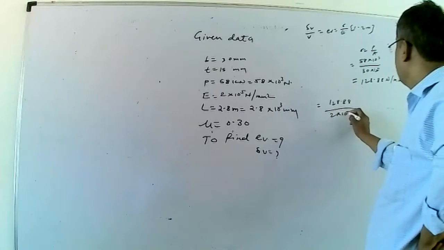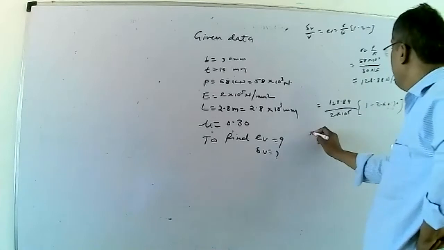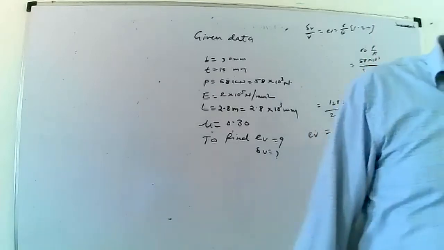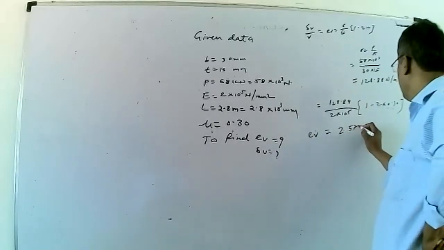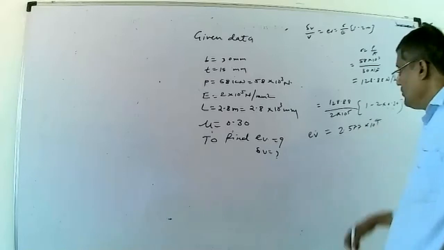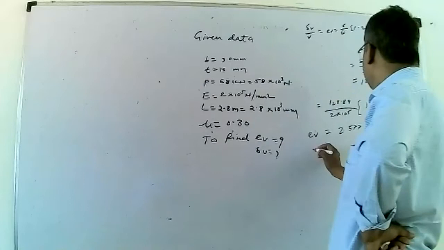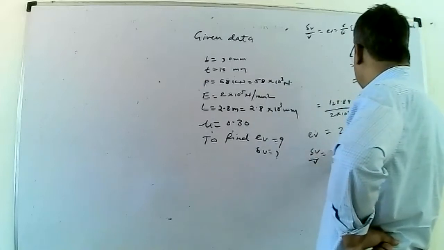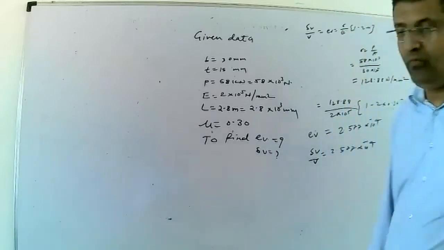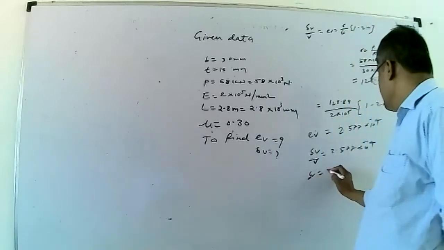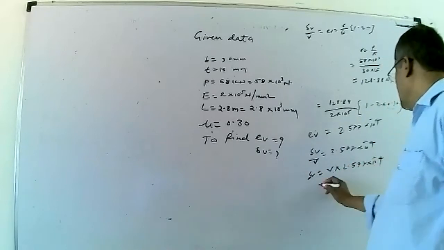Then we put here E is given, 1 minus 2 into 0.3. Then we can calculate volumetric strain. That value will be 2.577 into 10 raised to minus 4. Then once we calculate EV, delta V upon V, that is equal to 2.577 into 10 raised to minus 4. Change in volume, you do the cross multiplication, V into 2.577 into 10 raised to minus 4.